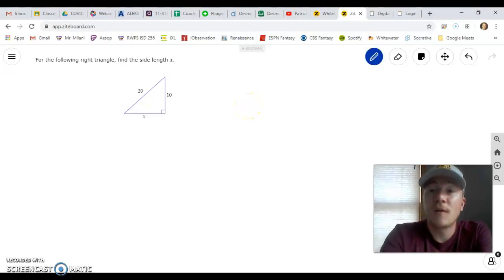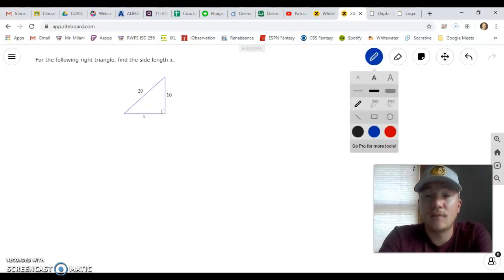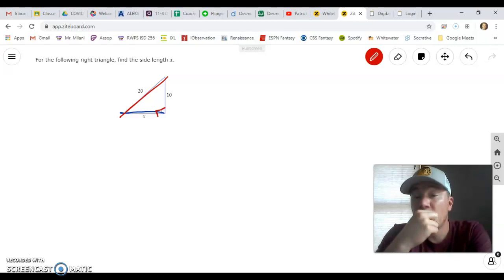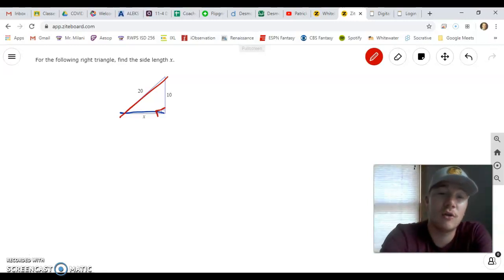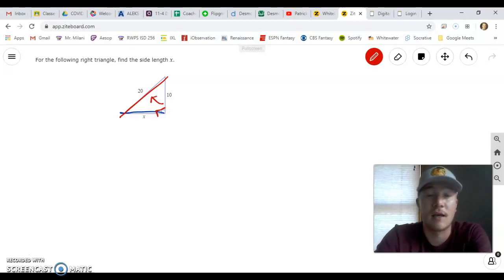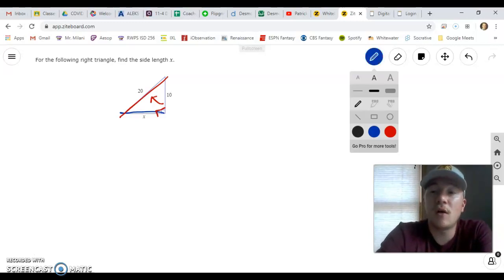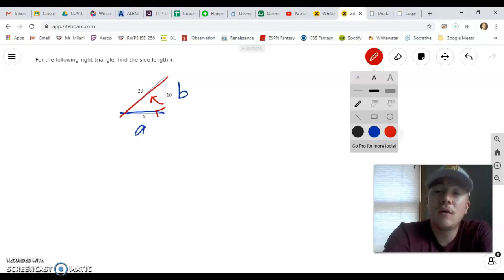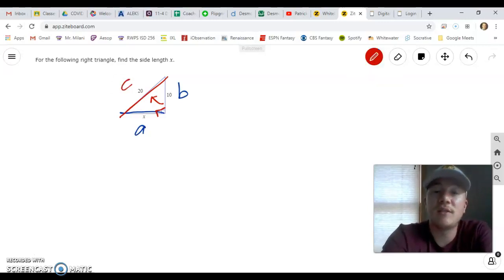Today it's all legs that you're missing. When you're missing a leg, remember the legs are those two sides that make up the right angle. It's not the hypotenuse. That hypotenuse is always across from the right angle. So you'll know if it's a leg versus a hypotenuse depending on where it is on the triangle. If it's not straight across from the right angle, it's a leg. It doesn't matter which one we call A, which one we call B. So I could call that A and B, with my hypotenuse having to be C.